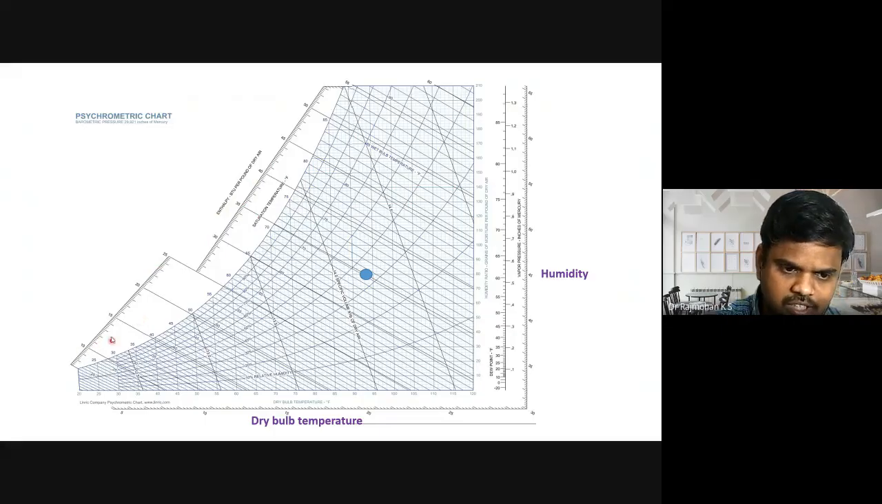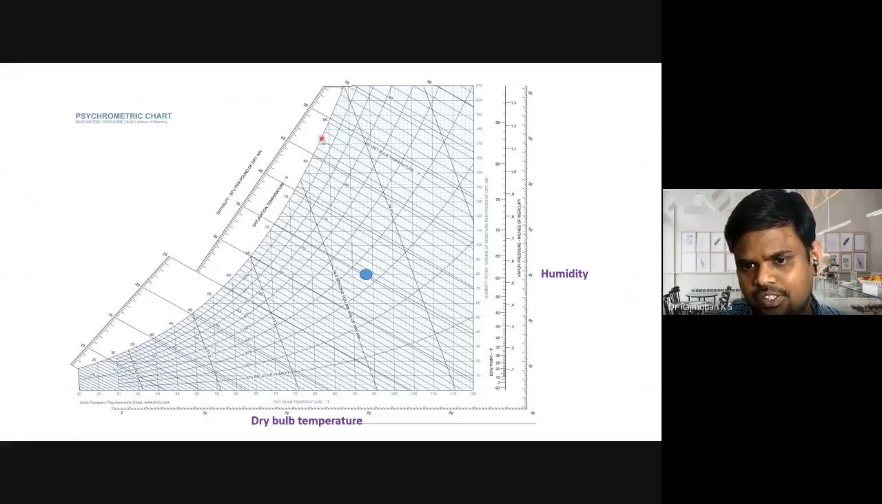So enthalpy is H, right? Kilojoules per kg of dry air. You can see the value varying from 10, 15, 20, 25, 30, 35, 40, 45, 50, 55, etc. So that way enthalpy can be determined for any point. For any point, if I draw a line parallel to this, we are going to get the enthalpy data. And the other thing is specific volume.